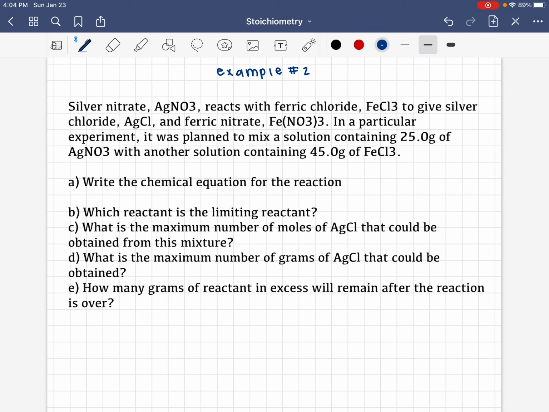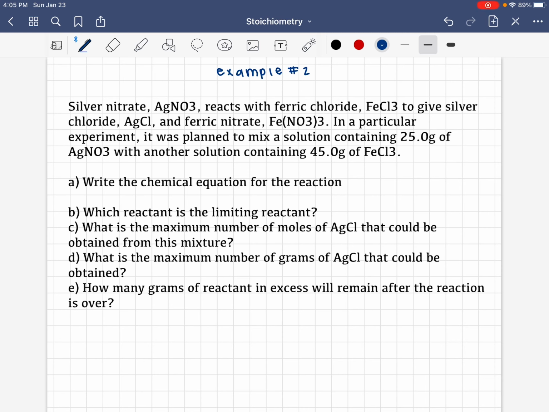Example number 2. Silver nitrate, AgNO3, reacts with ferric chloride, FeCl3, to give silver chloride, AgCl, and ferric nitrate, Fe(NO3)3. In a particular experiment, it was planned to mix a solution containing 25.0 grams of AgNO3 with another solution containing 45.0 grams of FeCl3.